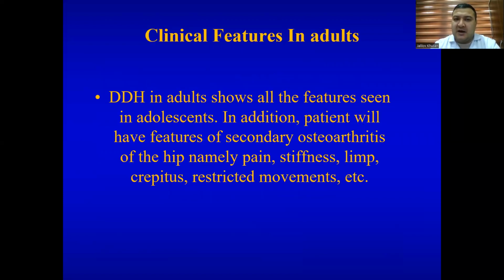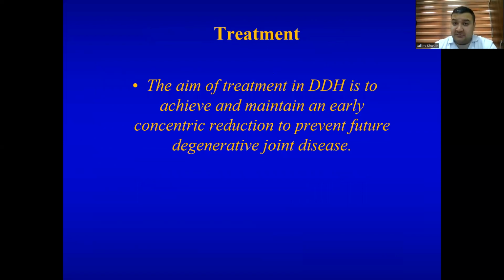Clinical features in adults. DDH in adults shows all the features seen in adolescents. In addition, the patient will have features of secondary osteoarthritis of the hip, namely pain, stiffness, limp, crepitus, restricted movements, and others. Treatment. The aim of treatment in DDH is to achieve and maintain early concentric reduction to prevent future degenerative joint disease.